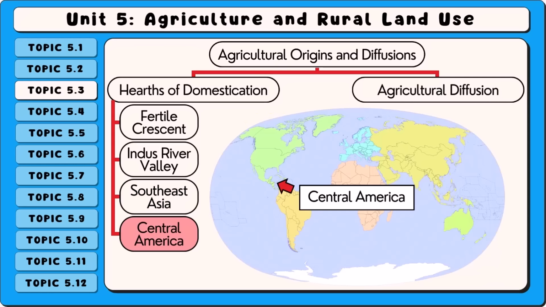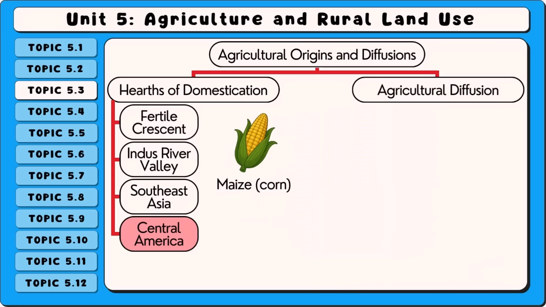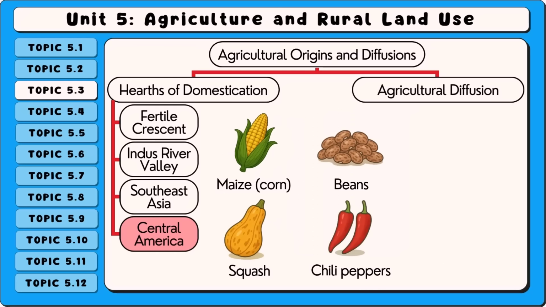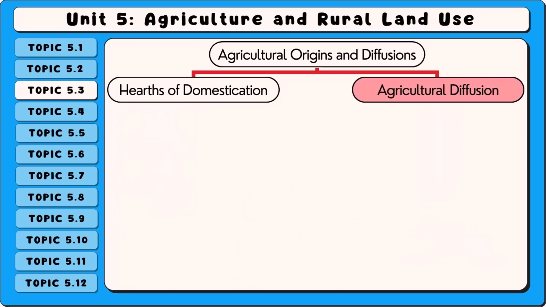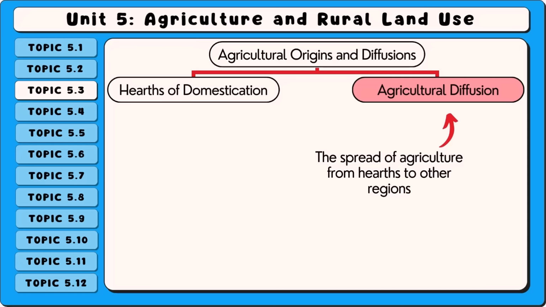The fourth hearth is Central America, where indigenous peoples domesticated crops such as maize, corn, beans, squash, and chili peppers. These crops supported the development of advanced civilizations like the Maya and Aztecs and later spread throughout the Americas and beyond.